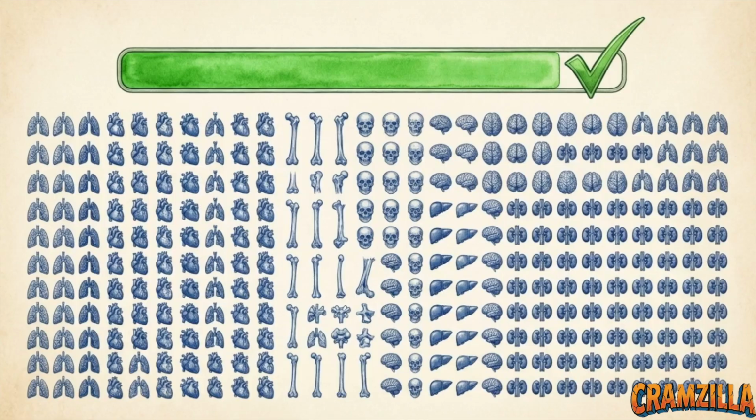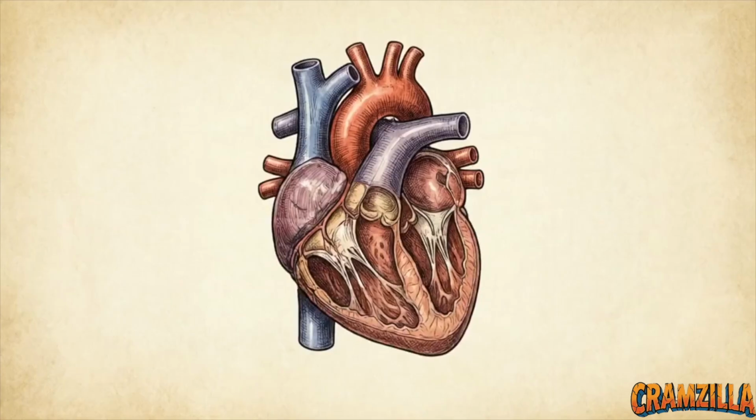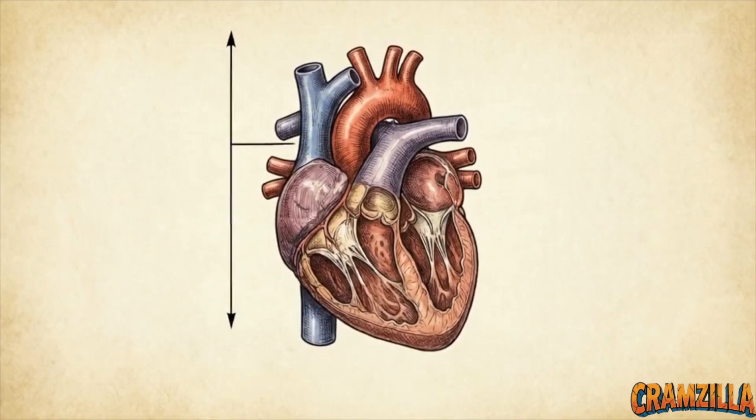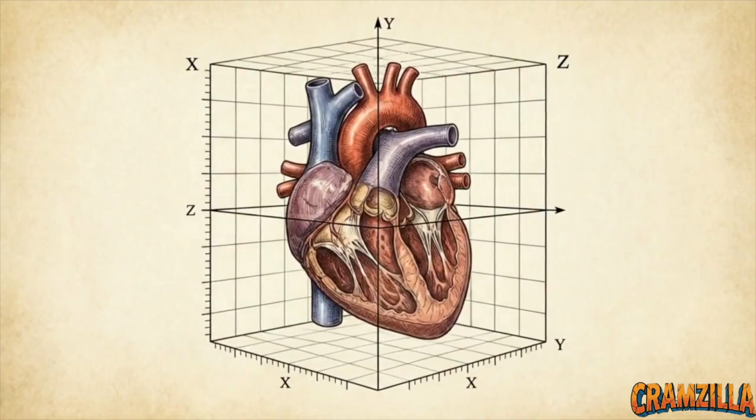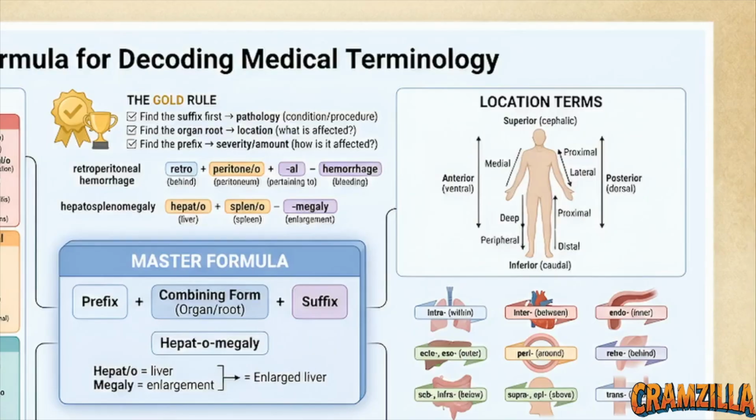With these components loaded, our organ root database is fully populated, providing the base noun for virtually any potential medical condition. Establishing an organ root provides the noun, but clinicians require exact 3D spatial coordinates to describe locations relative to that organ. The location terms diagram plots these axes: superior or cranial for above, inferior or caudal for below.